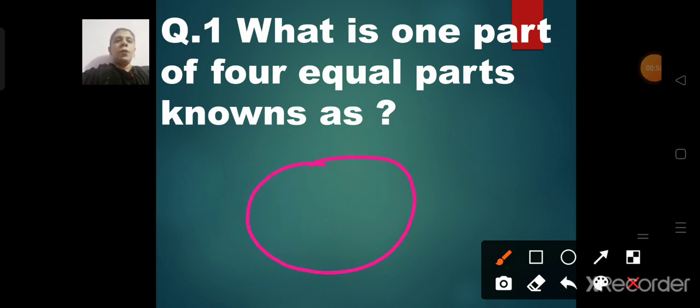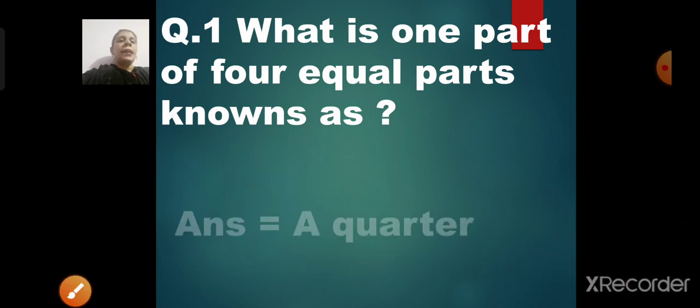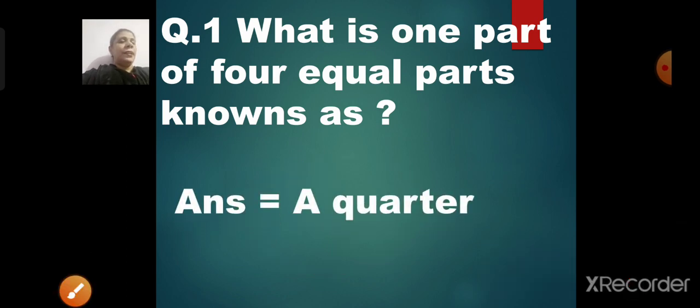Now this is a whole when we divide it into four equal parts. So what is this one part of four equal parts known as? Children, this I have taught you. It is known as a quarter. What is one part of four equal part known as? A quarter.